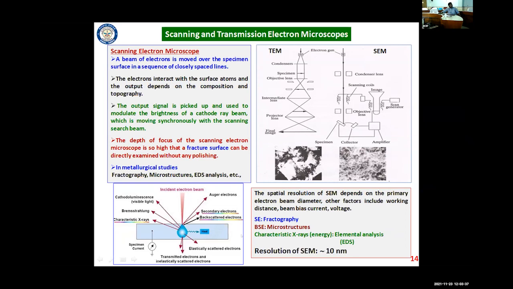And in that process, we also get the characteristic X-rays. Based on the characteristic X-ray energy, we determine what type of elements are there, and depending upon the number of counts entering the counter, it gives the quantification. The resolution of SEM is around 10 nanometers. With the latest advanced technologies and the latest SEM, we can even go up to 3 nanometers.